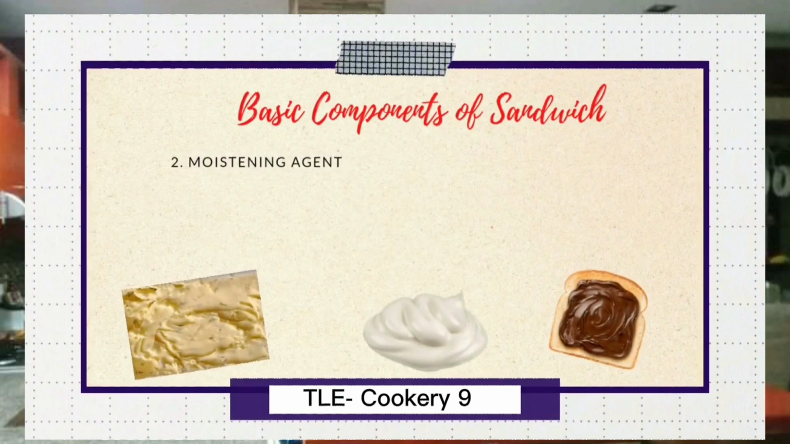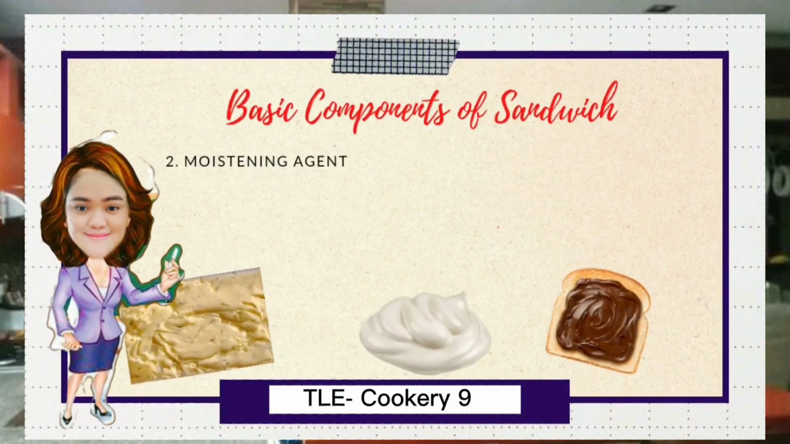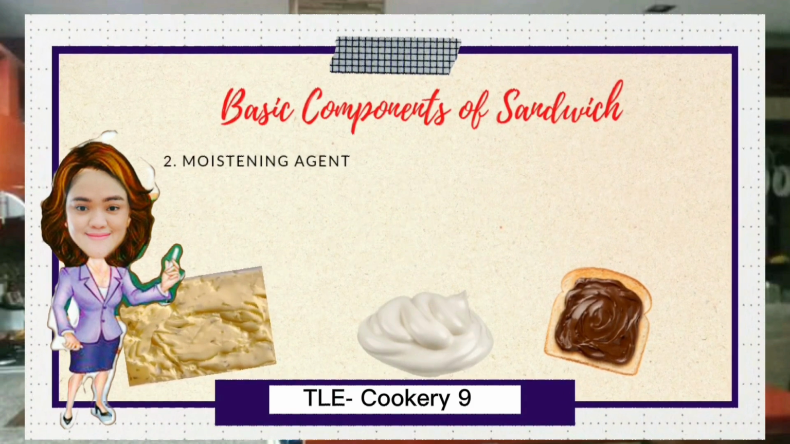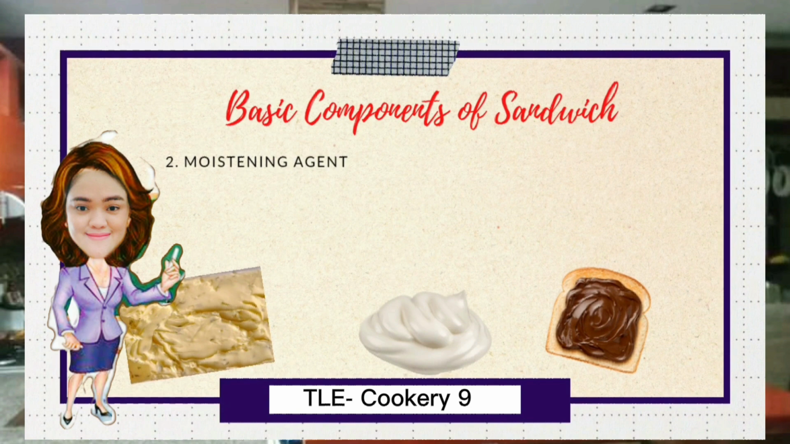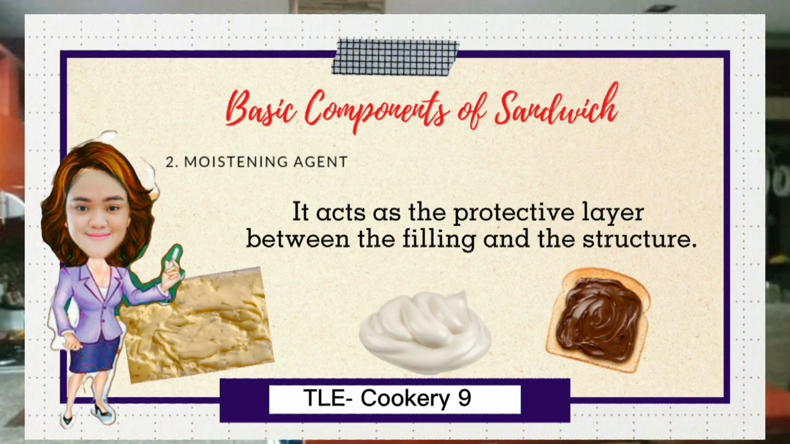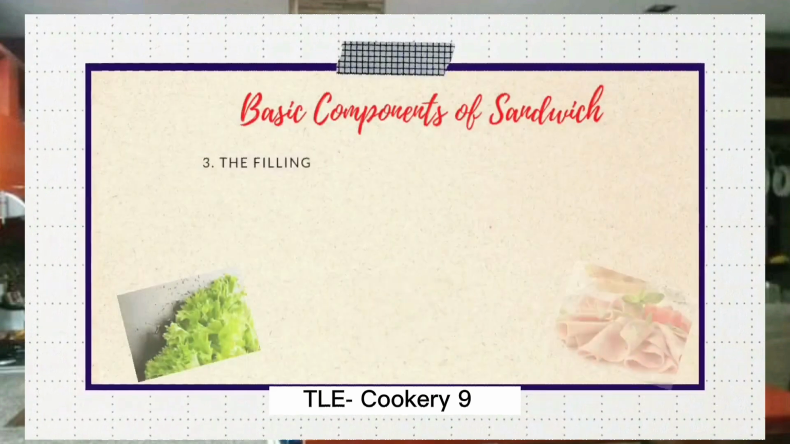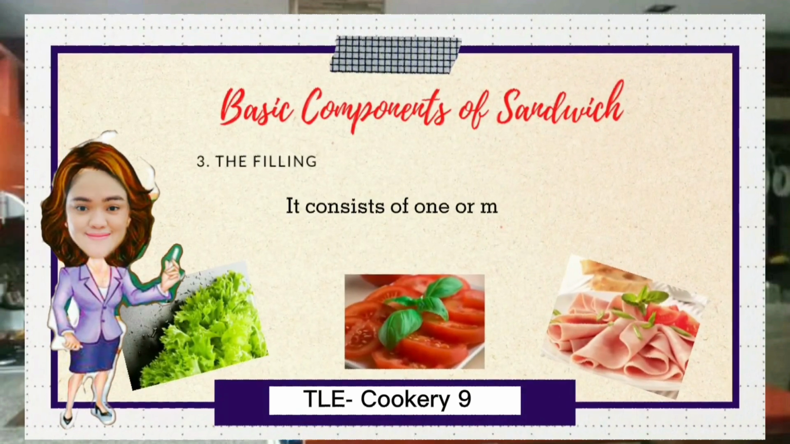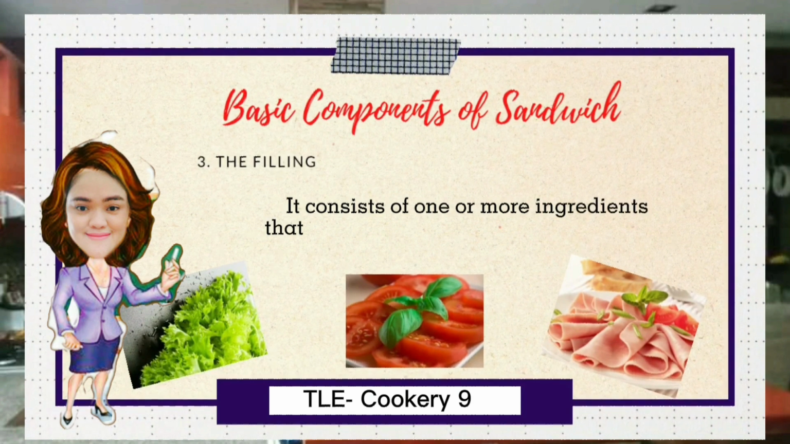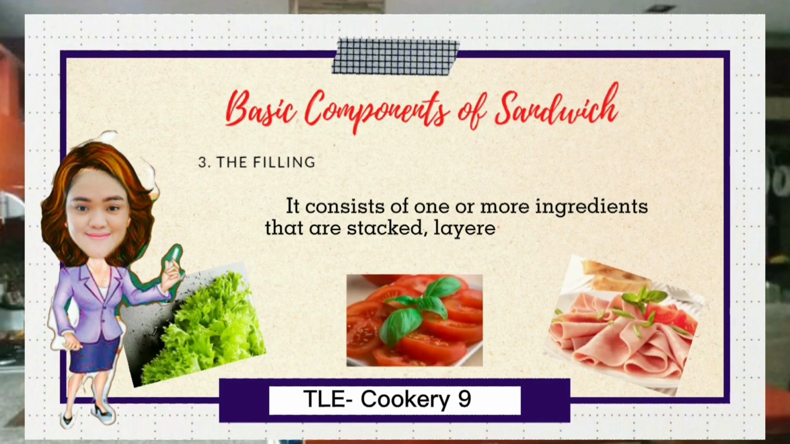2. The moistening agent. It is meant to bind the sandwich, providing an improvement of both flavor and texture. It acts as the protective layer between the filling and the structure, preventing the filling from softening or wetting the bread. 3. The filling. It consists of one or more ingredients that are stacked, layered or folded within, or on the structure to form the sandwich.